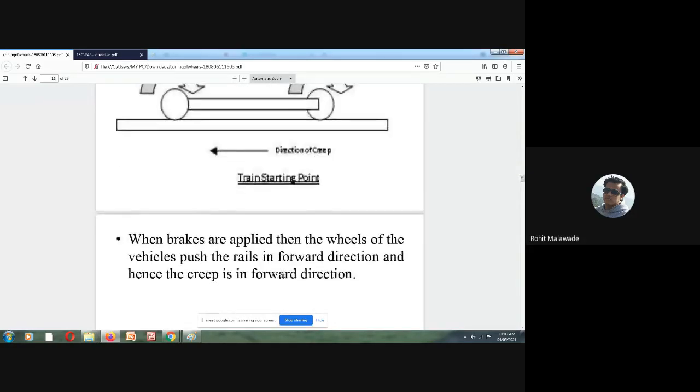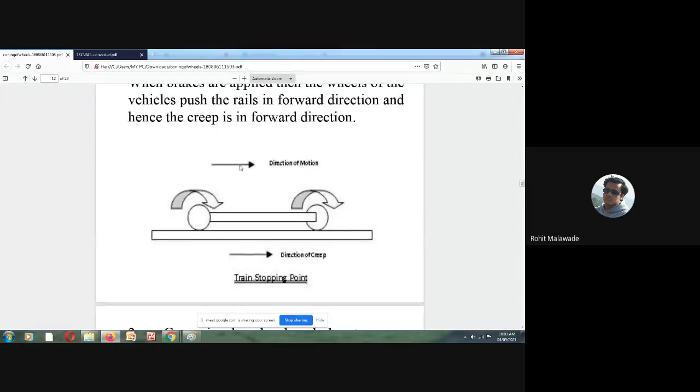I'll come to your point once again. Suppose you are driving your bike, and you want to apply a brake. Suppose there is a skid, some soil, or some pebbles on the road. If you apply a brake and the bike slips, will it be in a forward direction or in a backward direction? Forward direction. Yes. So the direction of creep in rails, when the train is going to stop, will be in a forward direction.